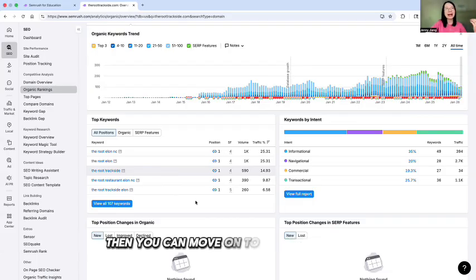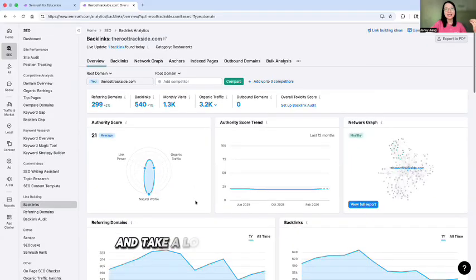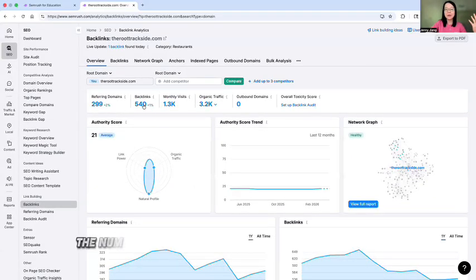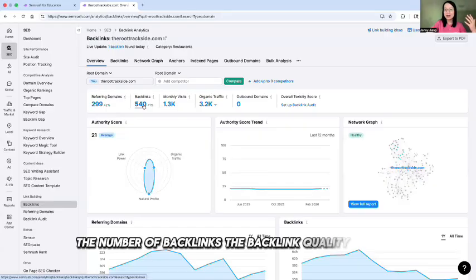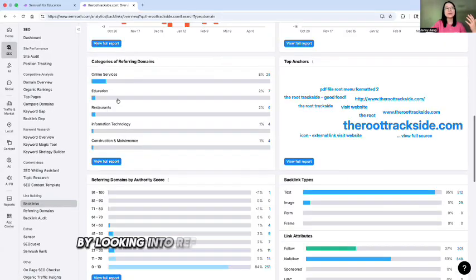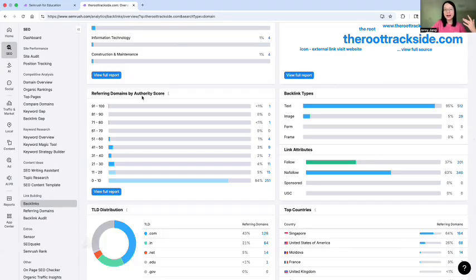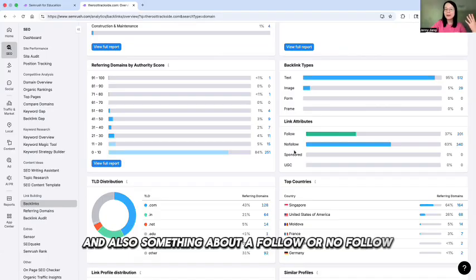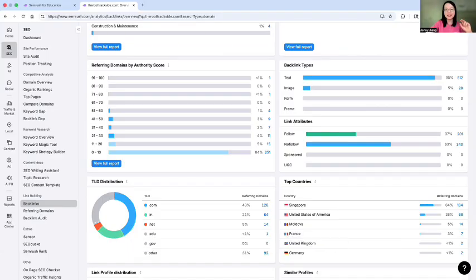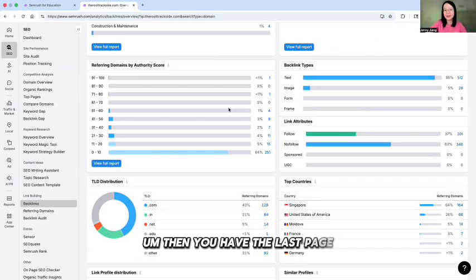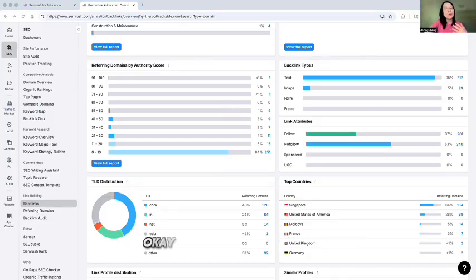Then you can move on to backlink analysis and take a look at the referring domains, the number of backlinks, and the backlink quality insights by looking into referring domains by authority score. Also say something about follow or no follow, and give two backlink recommendations. Then you have the last page: talk about the biggest strengths, the biggest weakness of the website, and the most important next step.